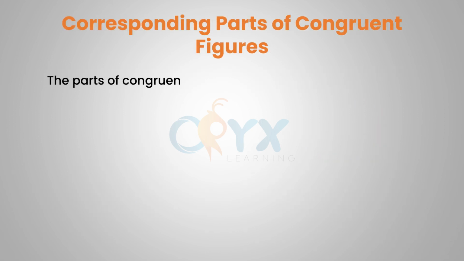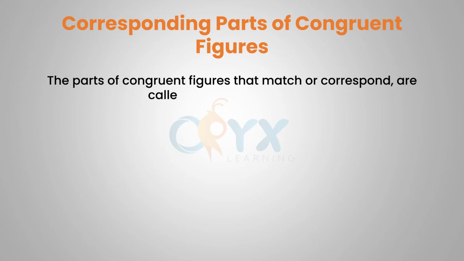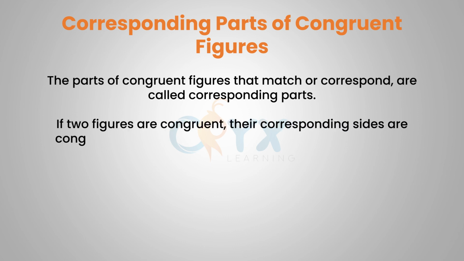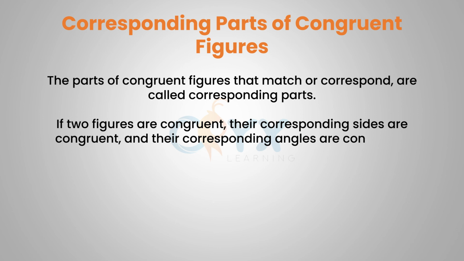The parts of congruent figures that match or correspond are called corresponding parts. And remember, if two figures are congruent, their corresponding sides are congruent and their corresponding angles are congruent.